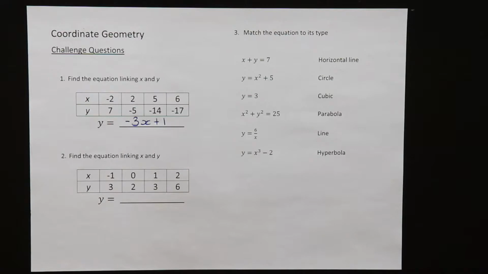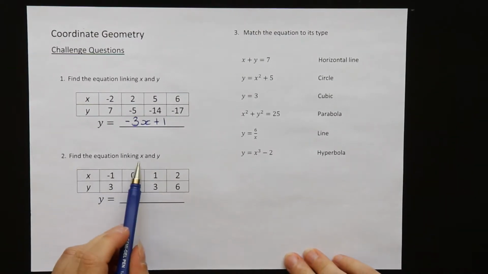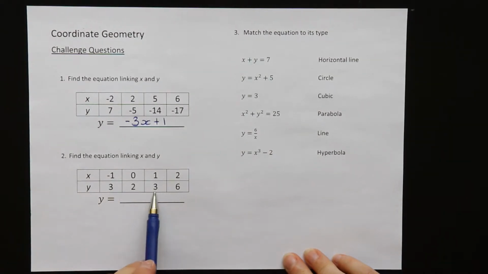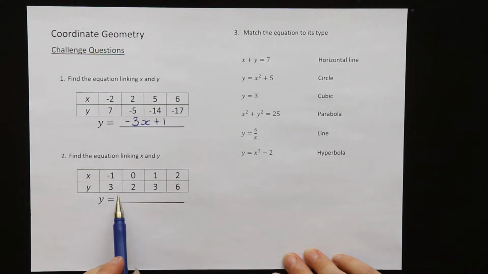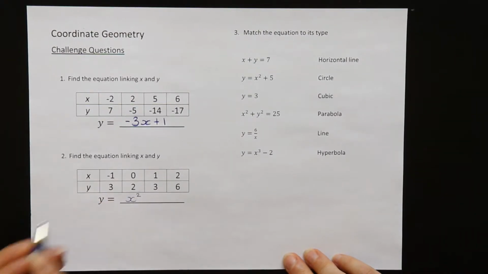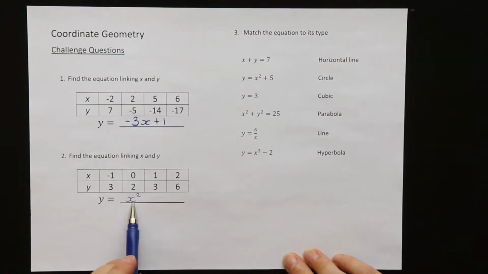Let's have a look at question 2. Find the equation linking x and y. Our x values are nice. Our y values, though, we have 3 happening twice. They're not going up or down by a constant amount, which makes me think that this is not a straight line. Having this kind of thing happen with the 3's is something that happened with parabolas. So maybe we should be testing this for an x squared, parabola type question.